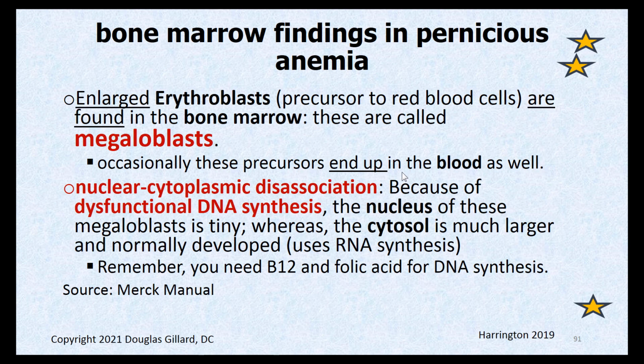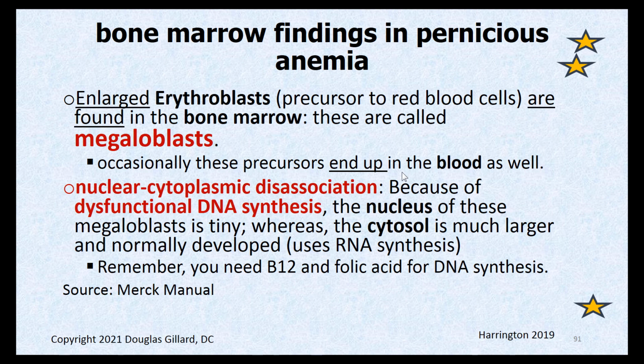What about bone marrow findings? If you are in doubt, you can take a sample of the bone marrow. And the erythroblasts, which are the baby precursors of red blood cells, are gigantic as well. So they get a special name called megaloblasts. And they can even end up in the blood. But the key finding of megaloblasts, not only are they big, but they're out of proportion. The nuclear to cytoplasmic ratio is off. Therefore, it's said that they have nuclear to cytoplasmic dissociation.